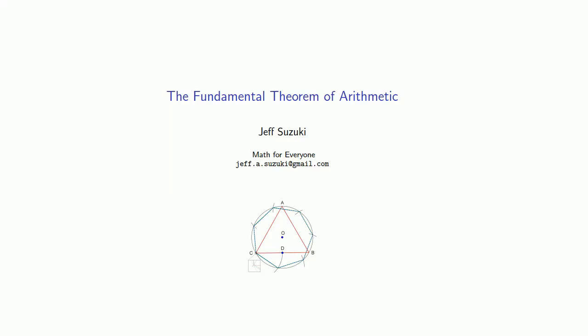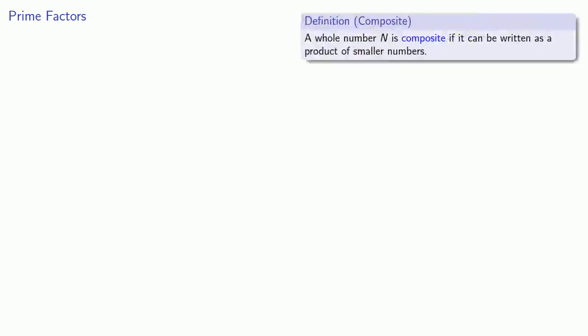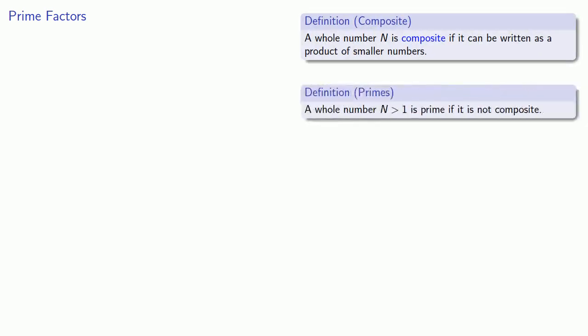One of the most important results in mathematics is known as the Fundamental Theorem of Arithmetic. And this is based on the following idea. Remember that a whole number n is composite if it could be written as a product of smaller numbers, and a whole number n greater than 1 is prime if it's not composite.